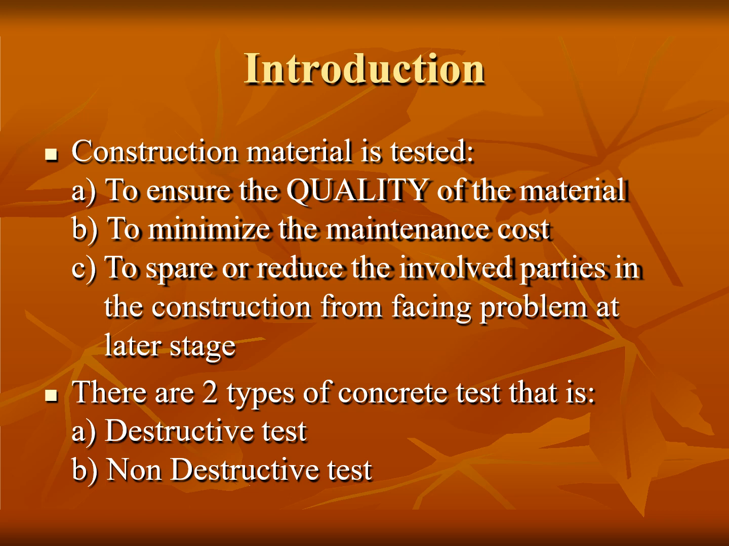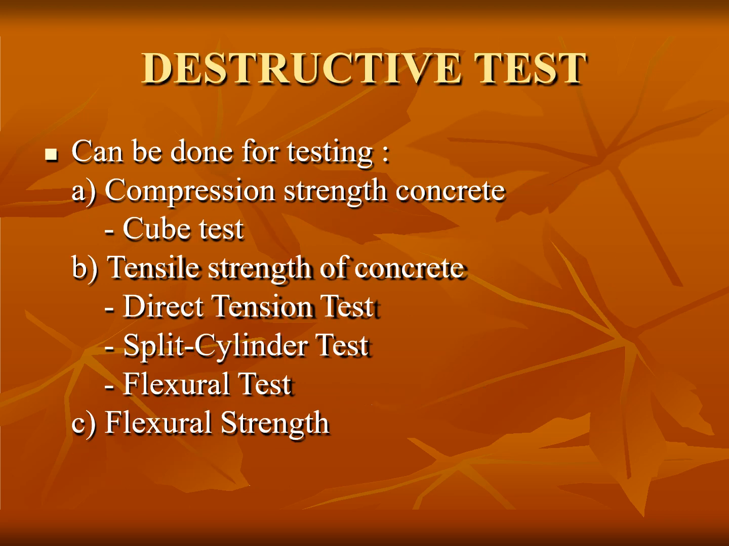What are the tests to conduct on hardened concrete? Two types of testing are used to evaluate hardened concrete. The first one is the destructive test and the second one is the non-destructive test. The destructive test can be done for compression strength, tensile strength and flexural strength of concrete. In compression strength, only one test can be done, that means the cube test.